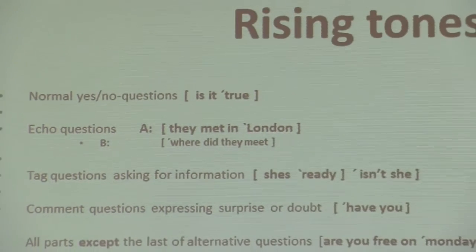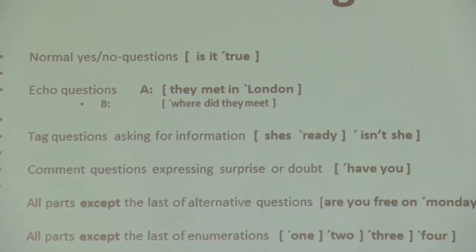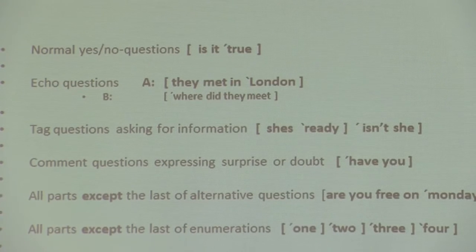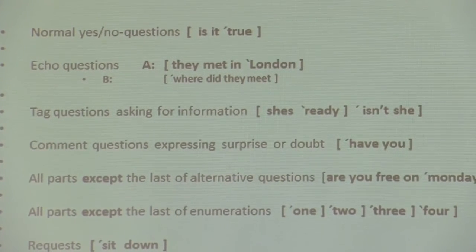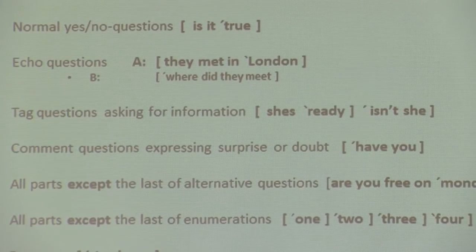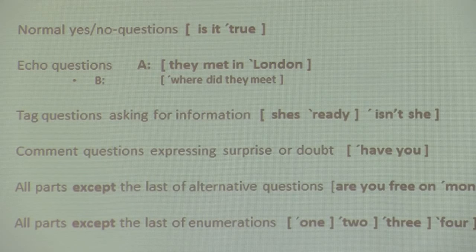Then we come back to the tag question. As I said before, there are two types of tag question. The first type is not really a question at all. But the second type, the one we have here, this is a real question. She's ready, isn't she? This time we go up at the end of the sentence because it's a real question. Once again, we have comment questions, but this time expressing surprise or doubt. Somebody says they've just won £1 million on the lottery, and the reply is, have you? We go up.